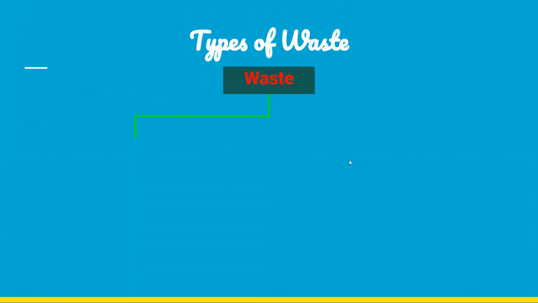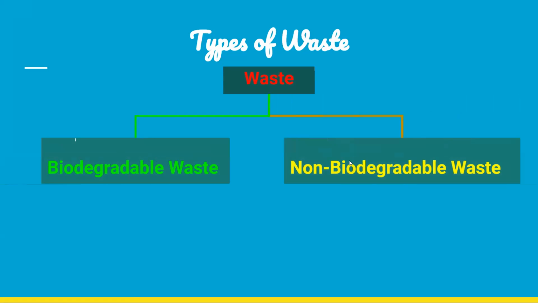Now, there are many types of waste. So let us discuss the different types of waste. The waste is biodegradable and non-biodegradable waste. Students, there are two types of waste, biodegradable and non-biodegradable. We will discuss them separately, what is biodegradable and what is non-biodegradable. So let us start with the biodegradable waste.